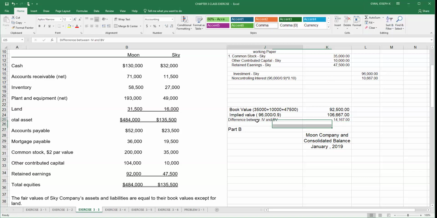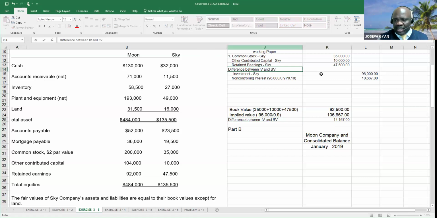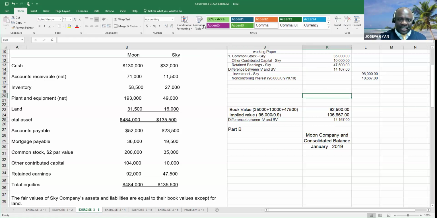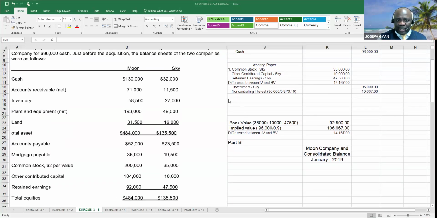So which means that we are going to take this difference and put it here. So this is the difference between IV and the book value. The difference is 14,167. And that is where they were telling you here that if there's any difference, the difference is due to the land. Therefore, we are going to do 2 here.